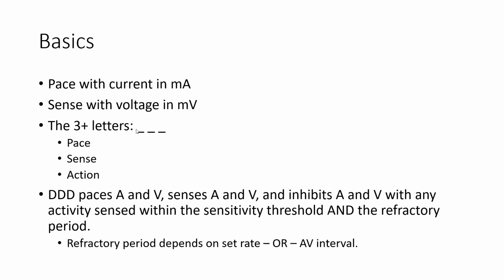And the other way to remember this is it's a pacemaker, so the first letter is telling you about the pacing. So D stands for dual. It paces the A, atrium, and V, ventricle. It senses the A and V, and it inhibits the A and/or V with any activity sensed within the sensitivity threshold, which we'll talk about, and the refractory period, which depends on basically the set rate or the AV interval on the device.